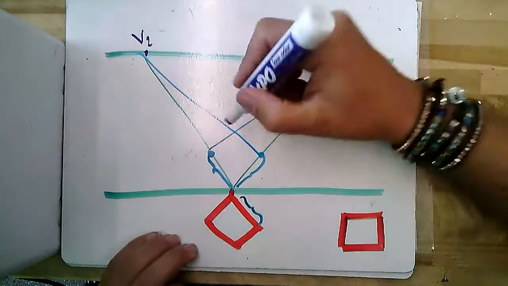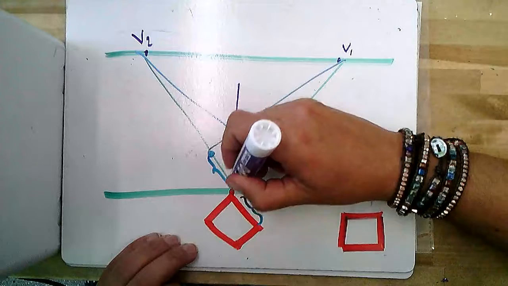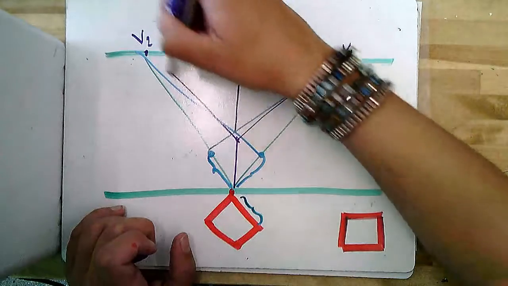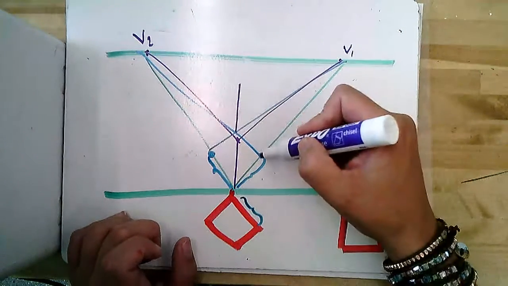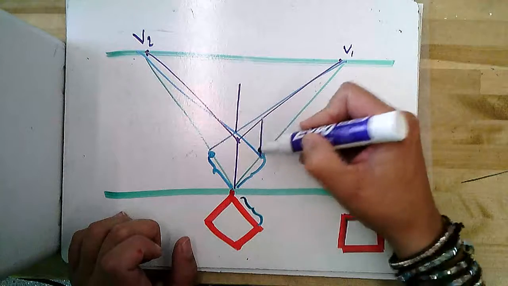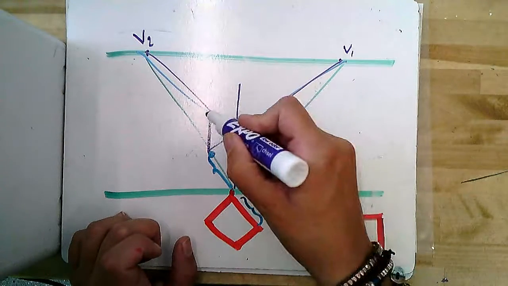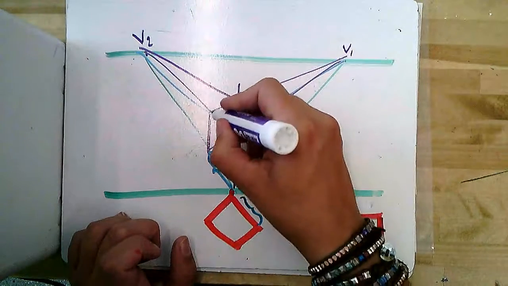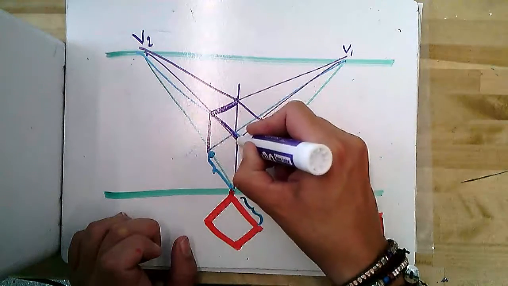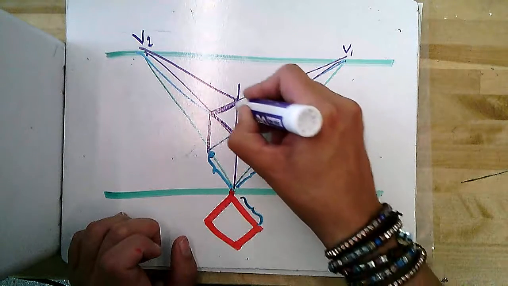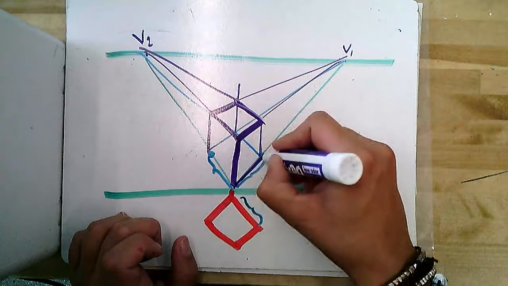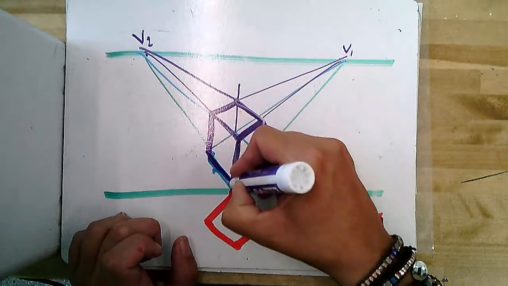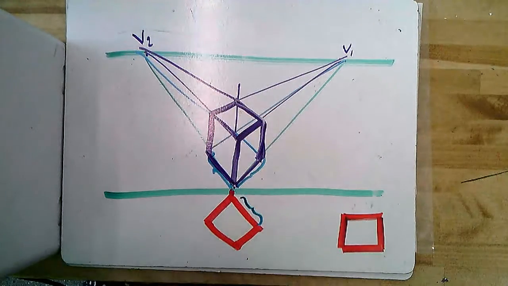Next step, height. So we will put the height here and the height here. And then the height will go also to the vanishing point. Another perpendicular line here, and another here. And now go to the vanishing point. Perfect. So we have now our cube in 3D, 2-point perspective drawing. In Spanish we call this perspectiva cónica de dos puntos o con dos focos.